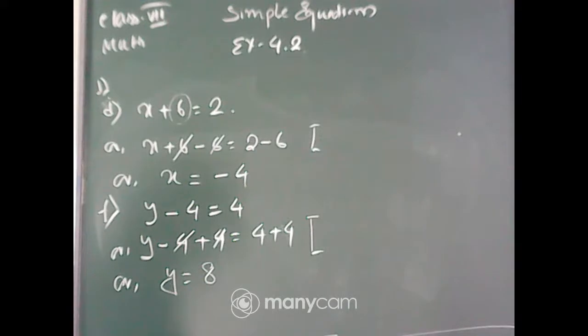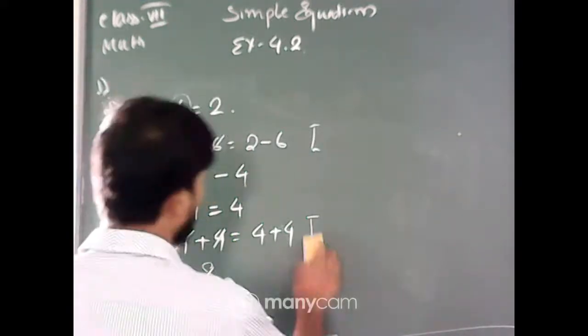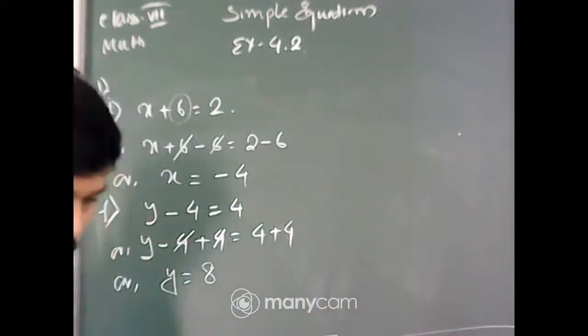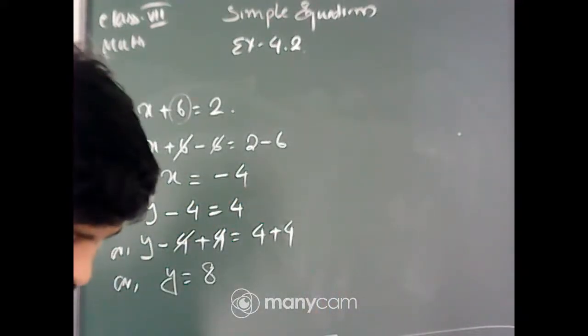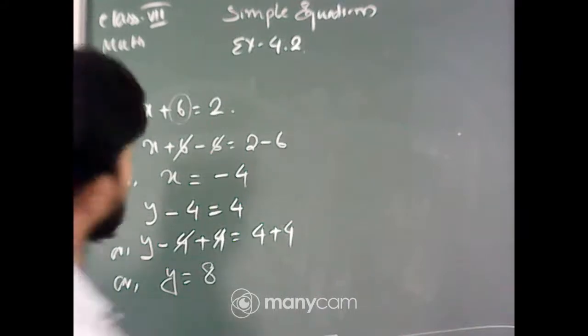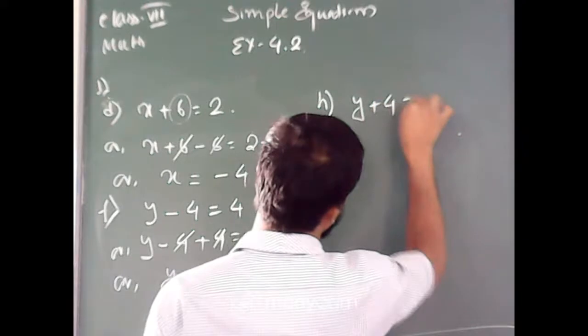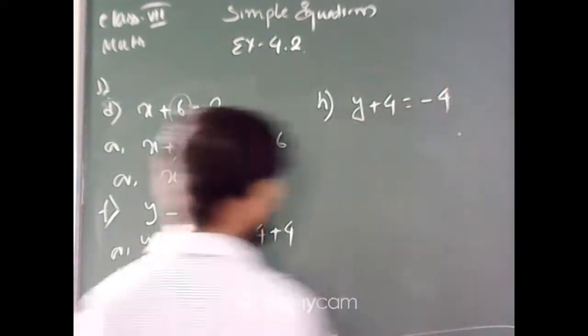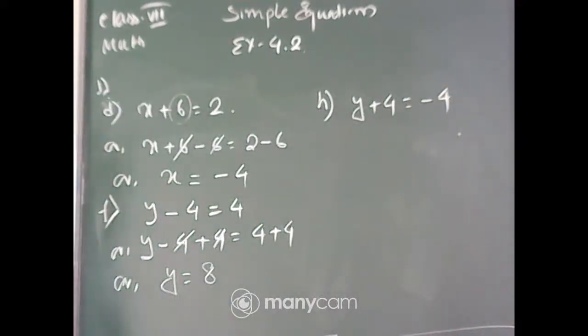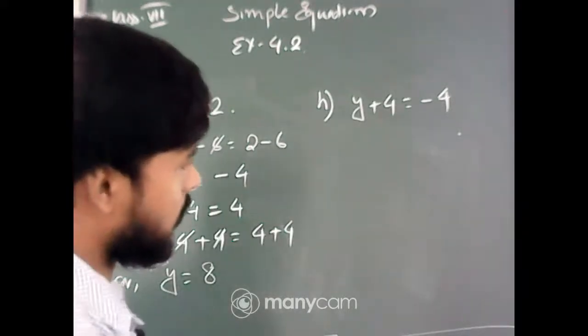And now I am doing question number H. Question number H is y plus 4 is equal to minus 4. Now look at the term with y on the left hand side, that is plus 4. So, to remove plus 4, what do we have to do? Yes, very good, Sampurna. Yes, Agnish, correct.